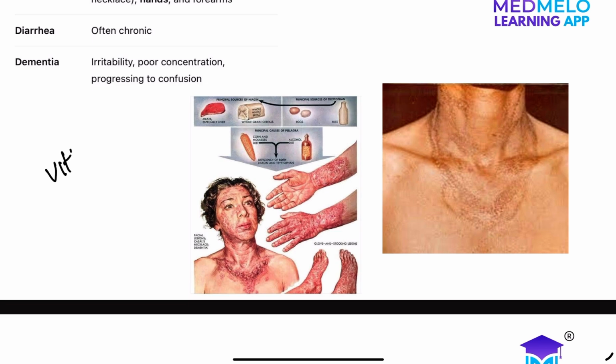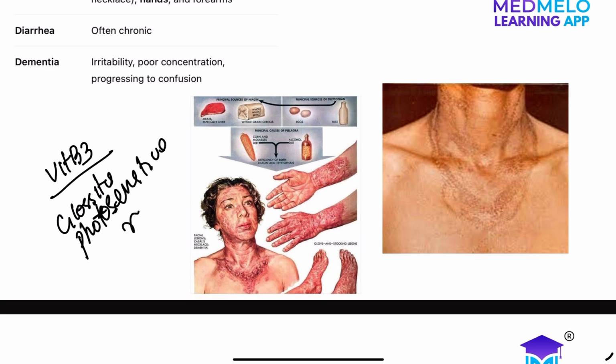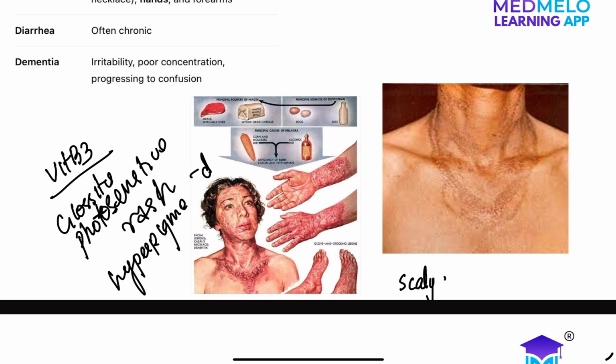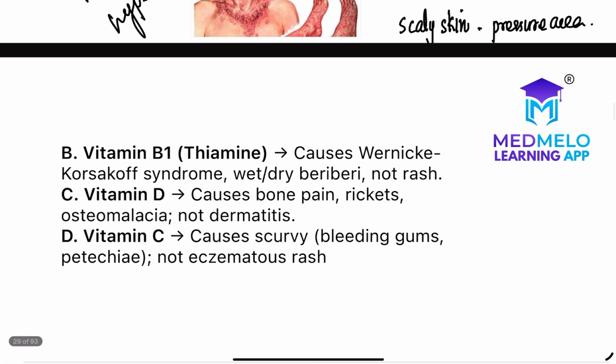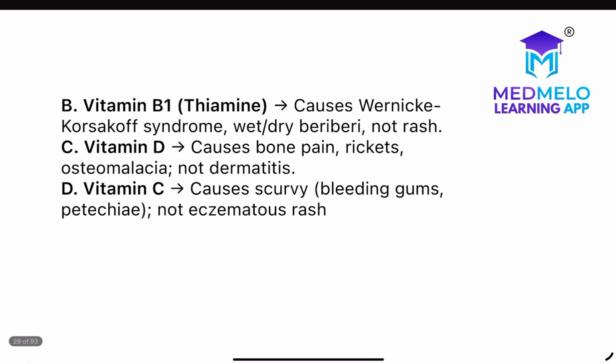The other signs of vitamin B3 deficiency are glossitis, photosensitive rash, then hyperpigmentation, and scaly skin on pressure areas. There will be scaly skin in the pressure areas. These are the clinical symptoms of vitamin B3, that is niacin. Then the other options are vitamin B1, that is the thiamine.